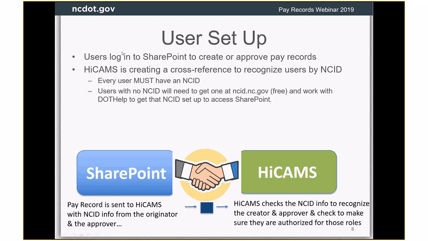So then pay records would be sent from SharePoint to HighCams with that NCID information, and then HighCams will check that to first figure out who the person is and make sure that the people creating pay records and the people approving pay records are people who are authorized to do so.